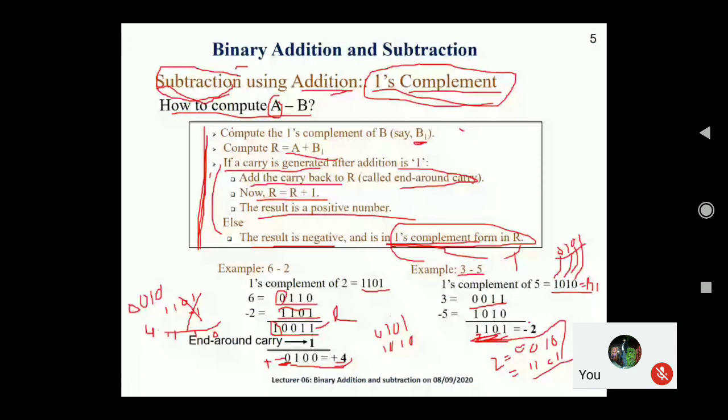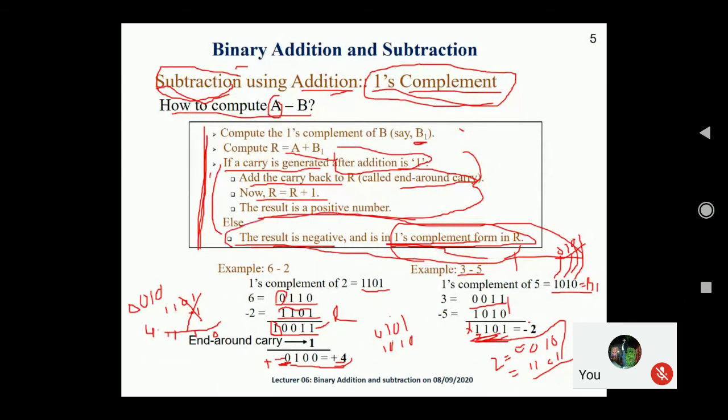Now we add the carry. If a carry is generated after addition, we add the carry back to the LSB. But here we are adding and 1101 is coming, so no extra carry bit is generated. So we are not computing this particular part. We directly compute only this particular part.